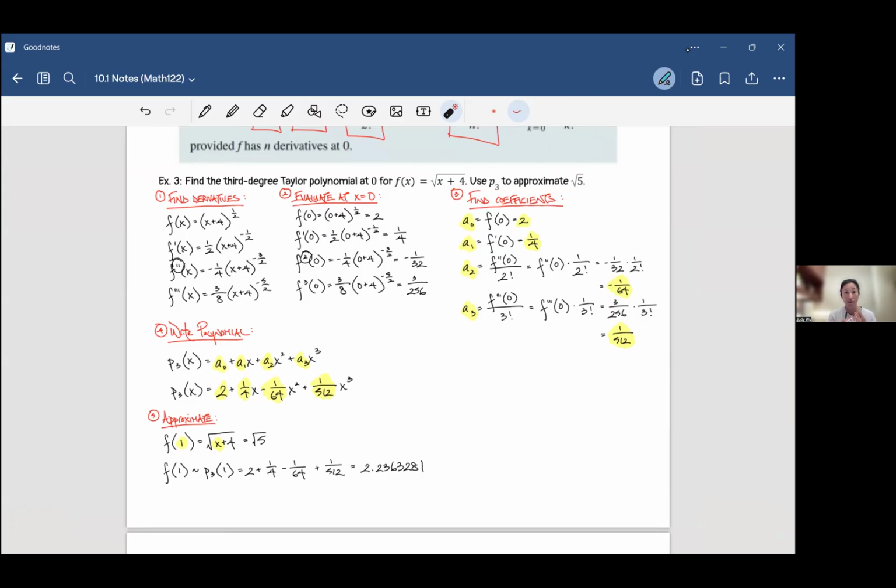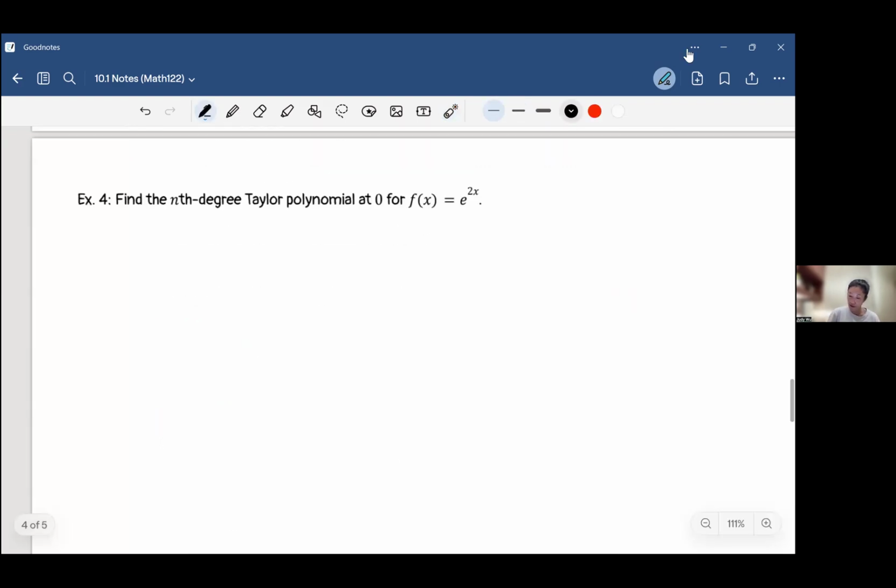Okay, we're going to find the derivatives, we're going to evaluate them at x equals 0, we're going to find the coefficients so that we can write our polynomial. Once we have our polynomial, if the question asks us to approximate, then we can use that to get a good approximation. Okay. All right, we're going to take a look at one more example in this video.